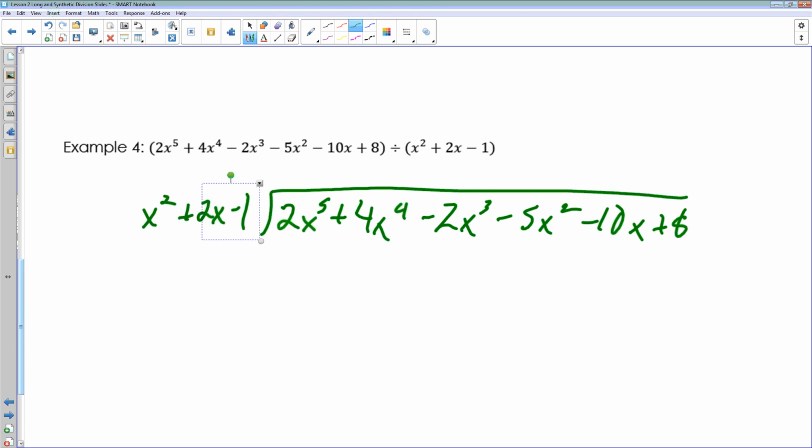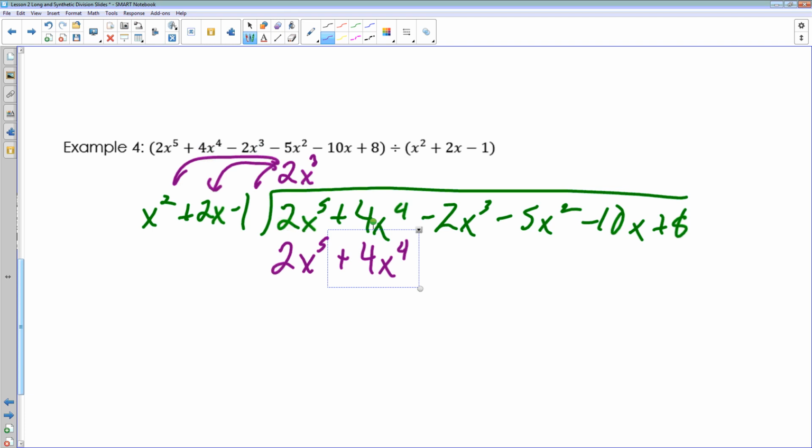How many times does x squared go into 2x to the 5th? Well, it goes in 2x cubed times. So then we multiply to get 2x to the 5th, and then we also have to multiply it by the 2x and the negative 1. So 2x cubed times 2x is 4x to the 4th, and 2x cubed times negative 1 is negative 2x cubed.